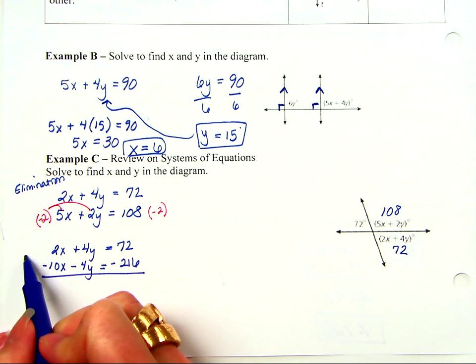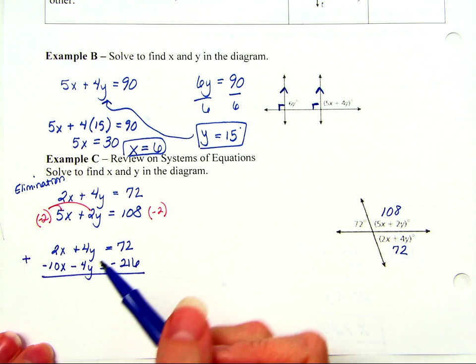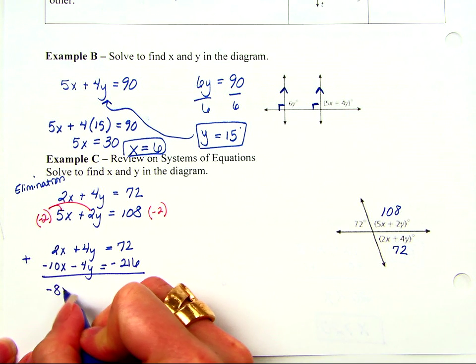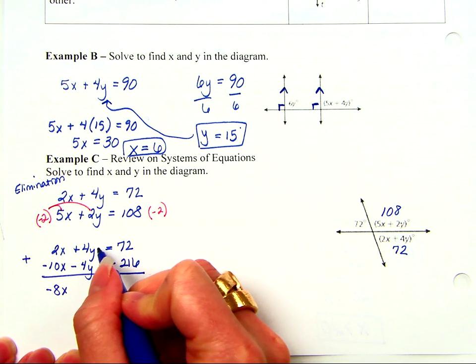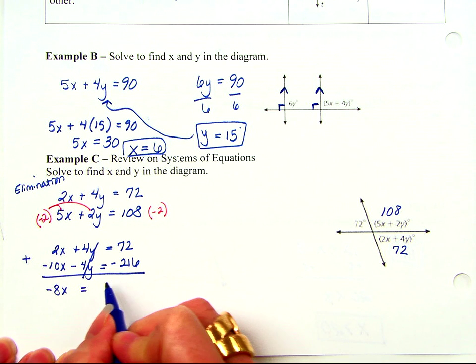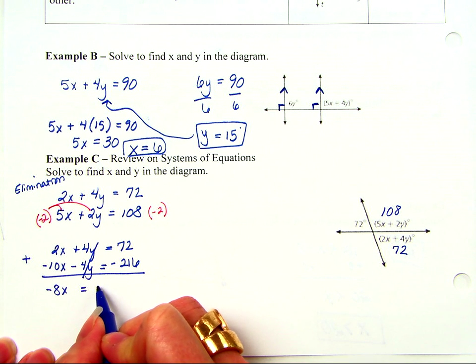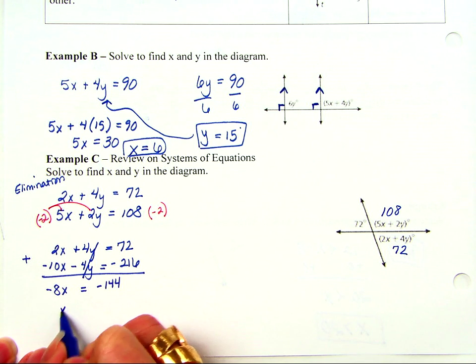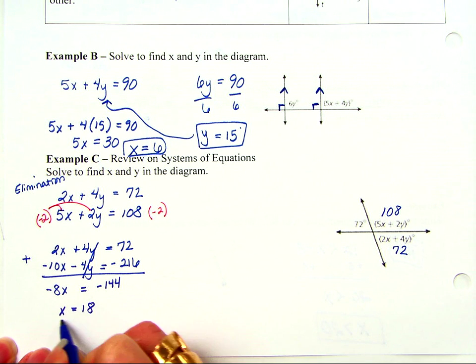Now, if I add them vertically, I can see that that's going to work out pretty nicely because my 4y minus 4y are going to drop off. I'm going to be left with negative 8x equal to negative 144. And divide, and we find out that x is 18.